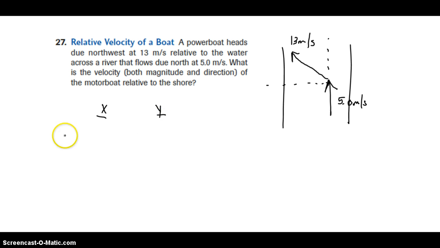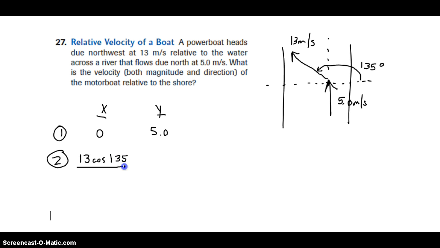Each one is going to have an x component and a y component. The first vector only points in the y direction, so its x component is going to be 0. Its y component is a +5, since all of that is directed north. For the second vector, if we call east 0 degrees, it goes 90 plus another 45. So we have 135 degrees. So our x component will be 13 cosine of 135, and our y component will be 13 sine of 135. And remember, we're going to total all of our x's and we're going to total all of our y's.